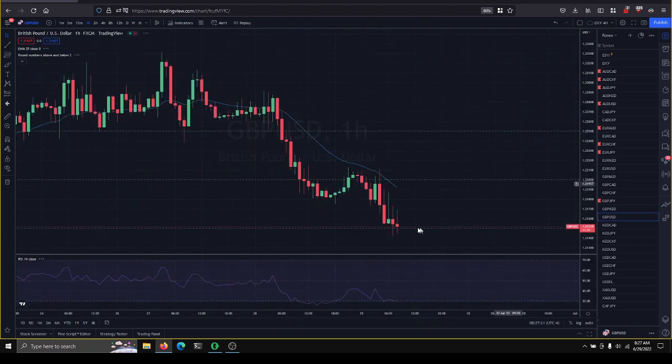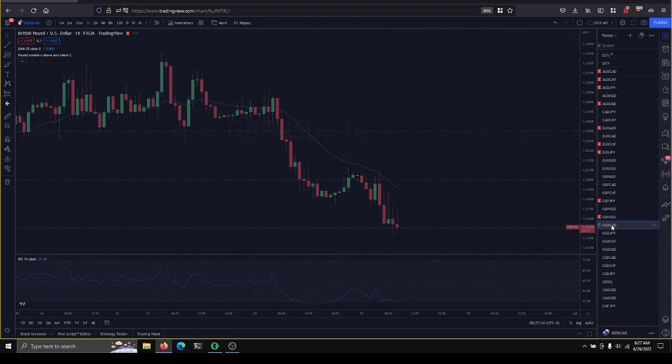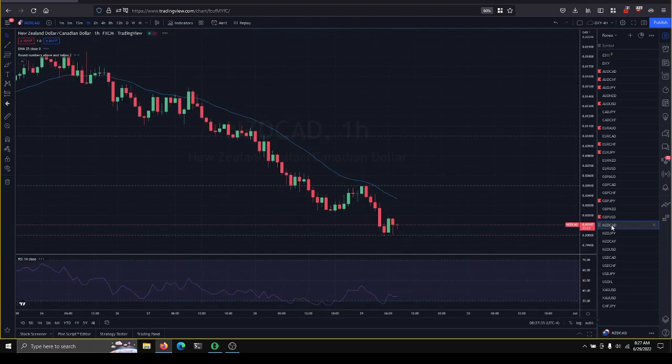Pound USD. Indecision off the round number. Oversold on the RSI and divergence. Add that to the watch. NZD CAD, engulfing candle off the round number. Add that. Also oversold with divergence.